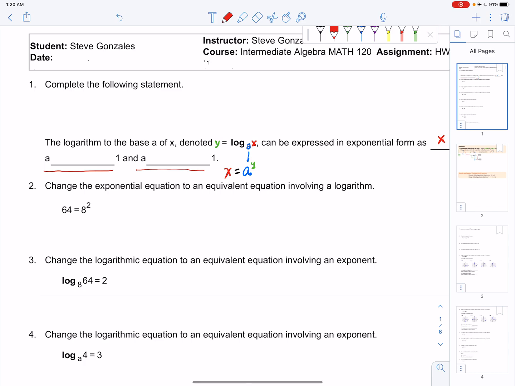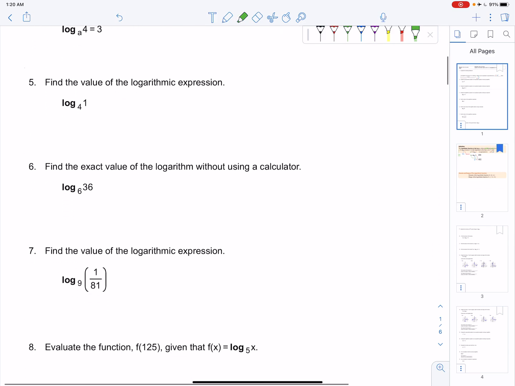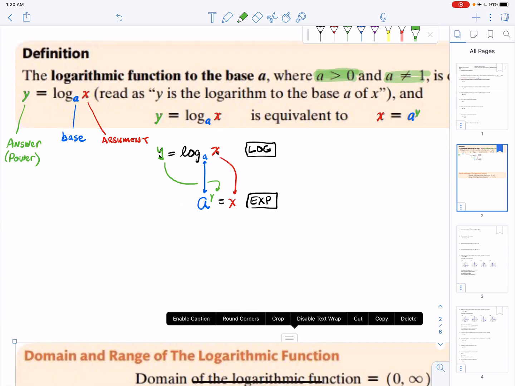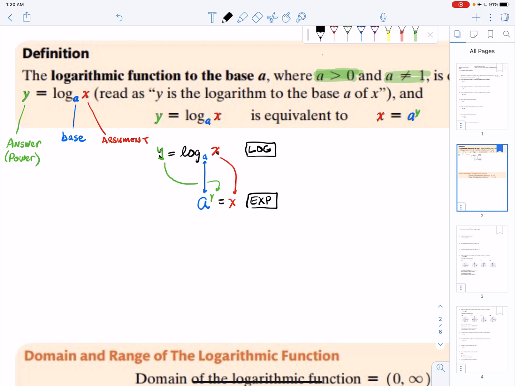See these parts right here? Those parts are just coming from this part of the formula over here, down here. This stuff that I highlighted in green. And that's just saying that a, the base, must be greater than 0, and it also cannot equal 1.